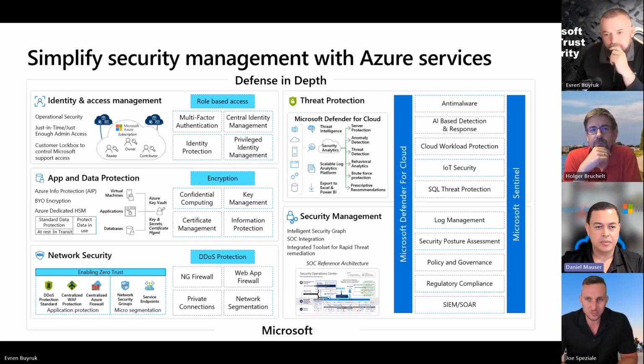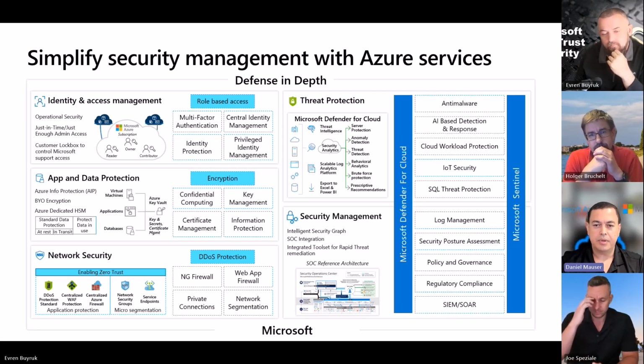And on the point of what Evren said, it's a shared responsibility, right? When you move to the cloud, that's what the customer has to keep in mind. So Microsoft is doing its part on the infrastructure. We do have a lot of products that we offer, but it's the customers that need to understand those products, or those options, and how to implement those in the environment.